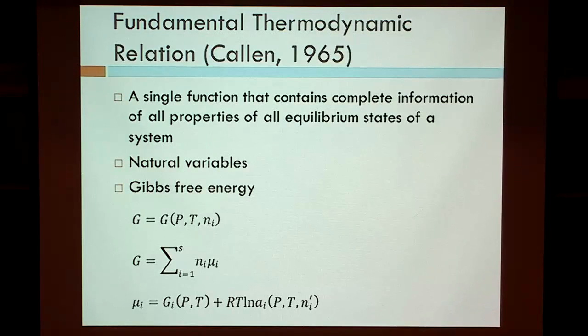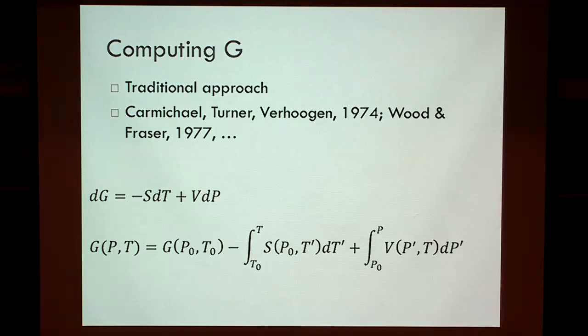Okay, so let's focus on computing the Gibbs free energy of end-member phases. Okay, pick your favorite one. I don't know, I like to think of forsterite for some reason. So pick forsterite. How do we compute the Gibbs free energy of forsterite as a function of pressure and temperature over the relevant range? Okay. Here's the traditional way to do it.